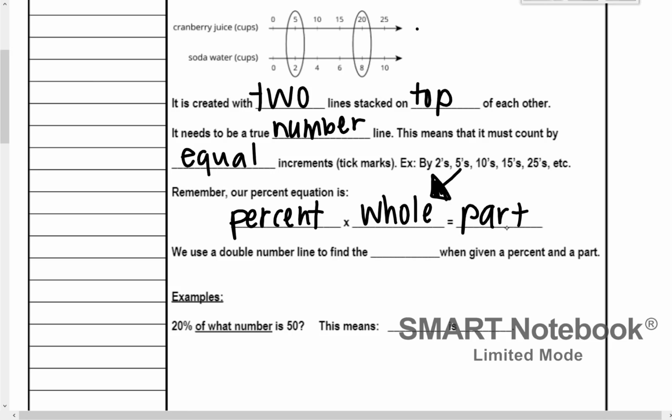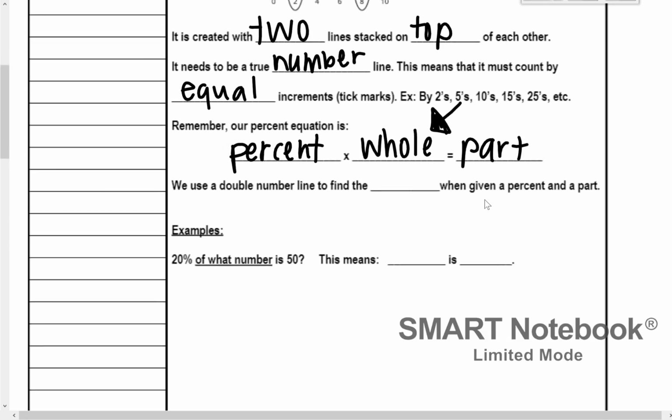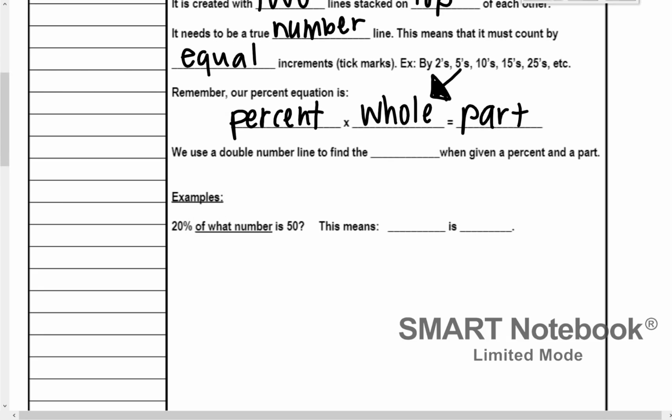All right, so yesterday we learned how to find the part. The day before yesterday we learned how to find the percent. The day before that was the part. So this is our last lesson for these percentage problems. We use a double number line to find the whole when given a percent and part, and that whole is just the same thing as a total. So write that down too, just in case we forget what that whole means.